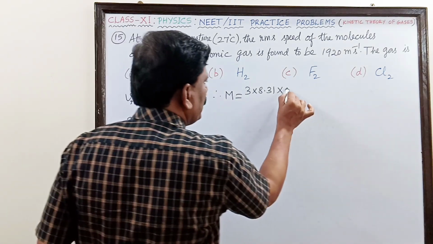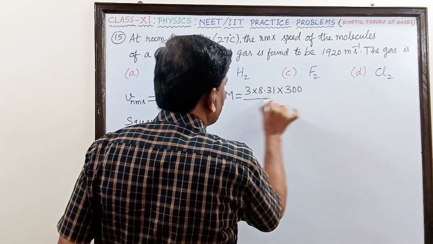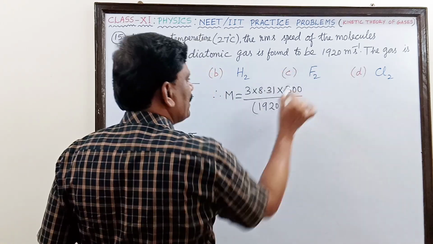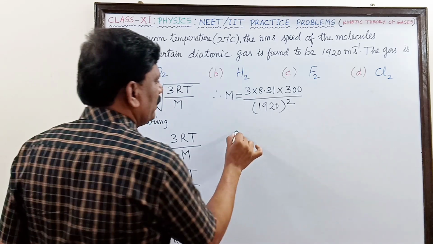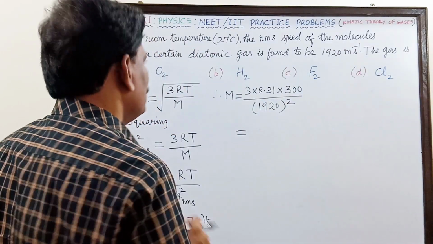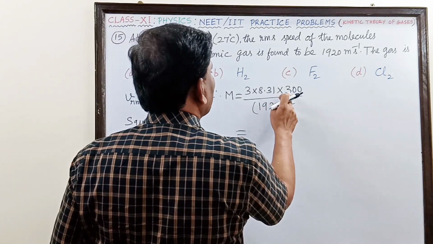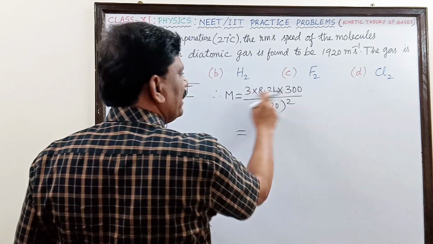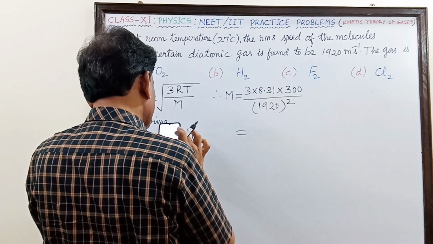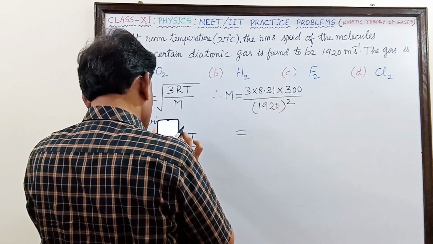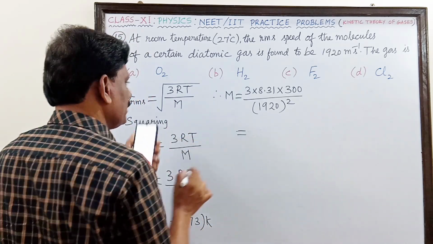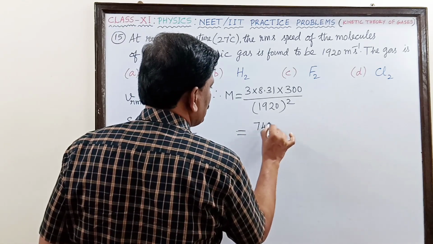I am going to substitute here. T is equal to 300 divided by 1920 meter per second is given, so whole square. Now I have to do the calculation. So this can be written as what? 3 into 3, 9 into 831. So 9 into 831. So this is equal to 7479 in the numerator.